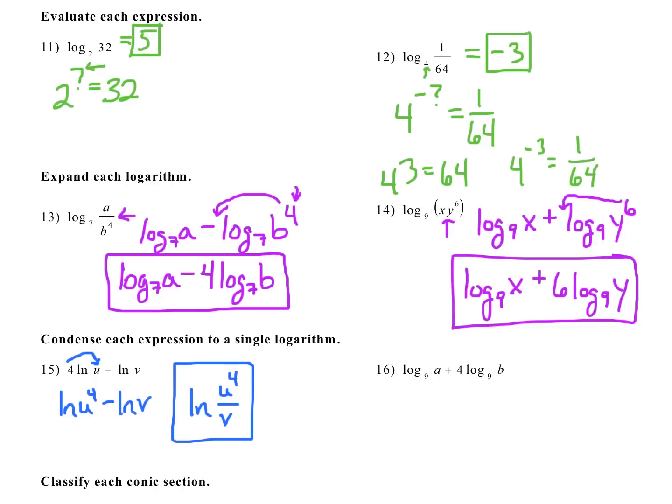Likewise, over here on number 16, start by looking for the power property, so this 4 becomes the exponent on b, so this becomes log base 9 of a plus log base 9 of b to the fourth, which then can be condensed into product property because of the plus sign. So that would be log base 9 of a b to the fourth.